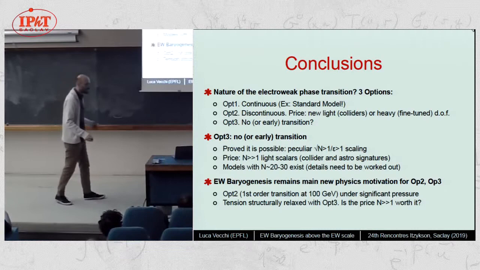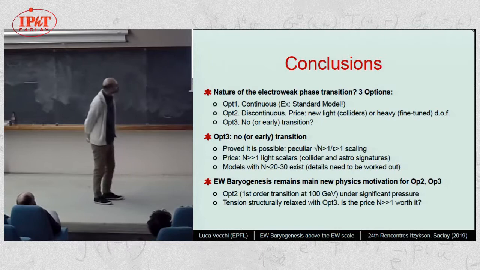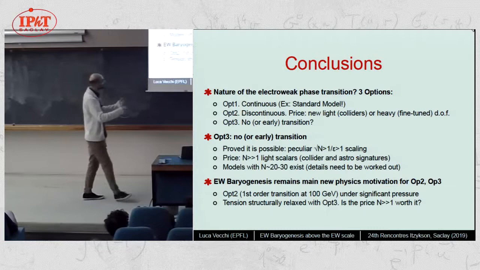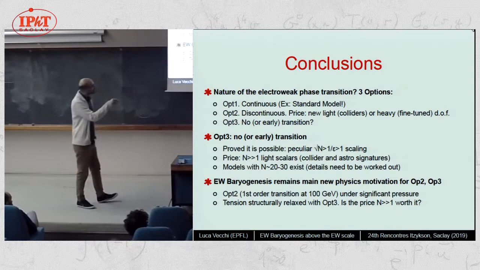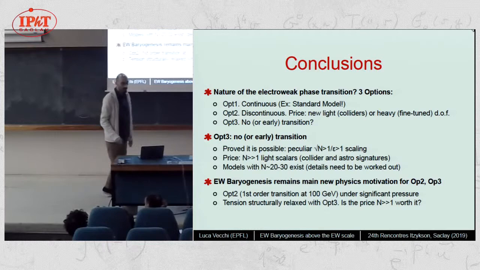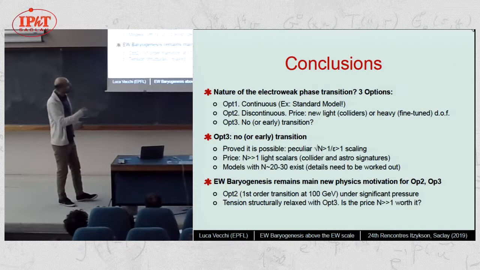But option two, if you really are into BSM physics, what you have to do to have a discontinuous phase transition is to add either new light fields or new light particles or heavy particles. In the case of light particles, there are collider constraints, and in the future we will be able to tell. Maybe the 100 TeV collider, if it's done, maybe we will be able to tell. If it's heavy new physics, well, this has to be a little bit fine-tuned, as we have seen.